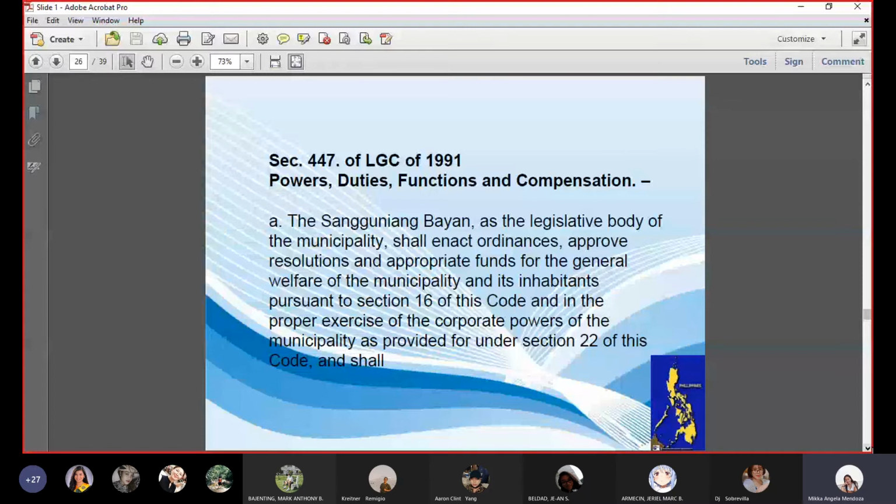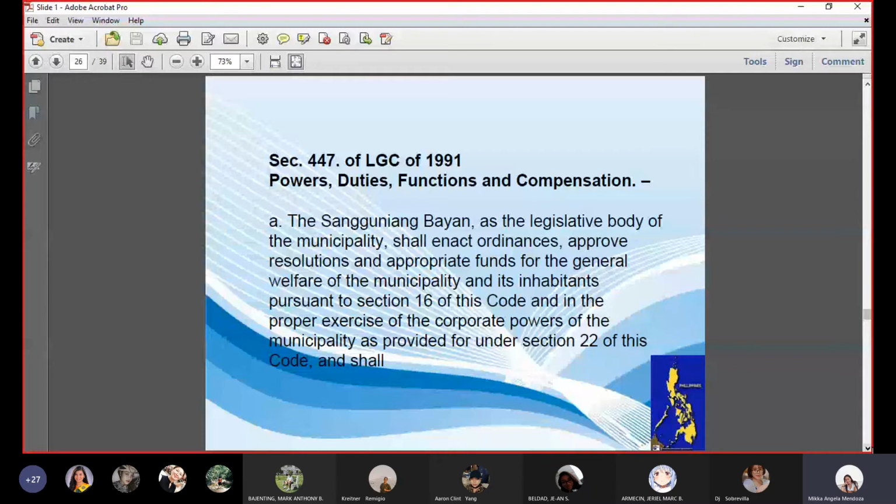Kinsa man? Is it the mayor, the vice mayor, or the council? Vice Mayor. Okay, the vice mayor is the presiding officer of the Sangguniang Bayan or the municipal council. Sila ang mag-enact sa ordinances, the approved resolutions, and appropriate funds and such. Okay, it's not the mayor, it's the vice mayor.